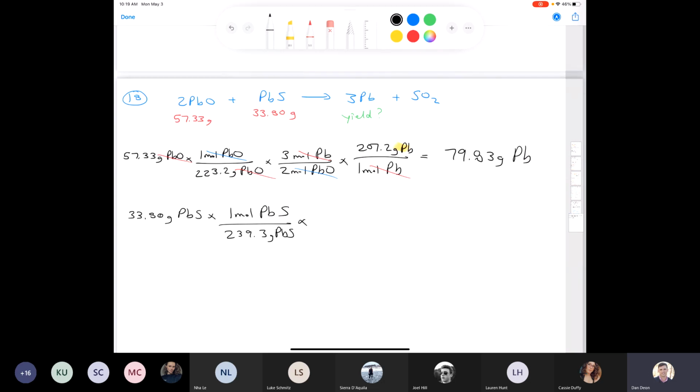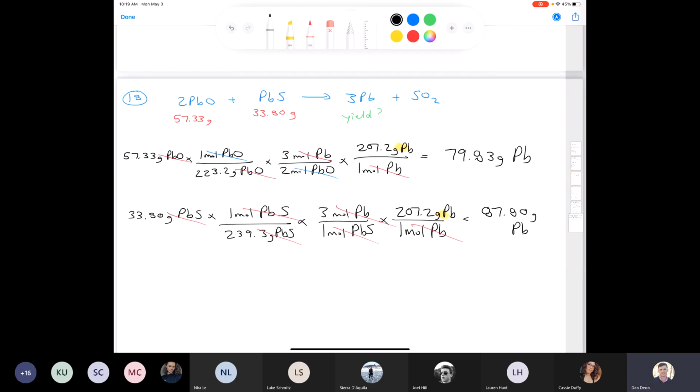I know that for every 1 mole of lead(II) sulfide, looking at my balanced equation, I produce 3 moles of lead. But I need the mass of lead, and I know that 1 mole of lead has a mass of 207.2 grams. Little dimensional analysis, right? Grams of lead sulfide cancel. Moles of lead sulfide cancel. Moles of lead cancel. And we're left with grams of lead. Looks good. When you punch that into your calculator, you end up with 87.80 grams of lead.